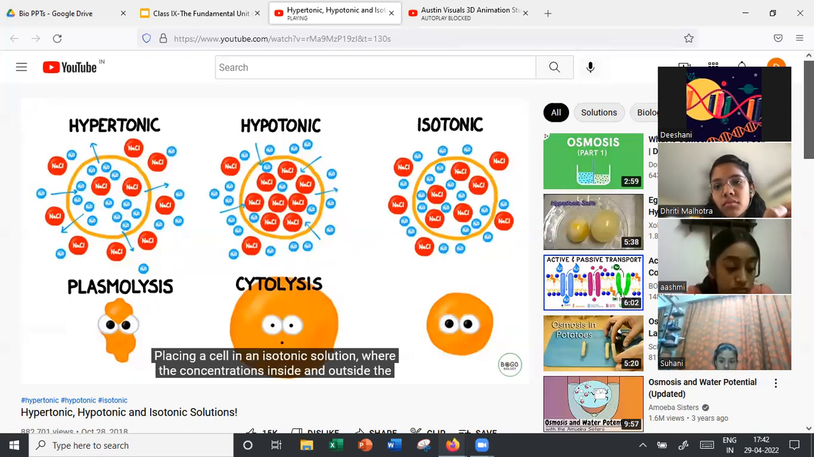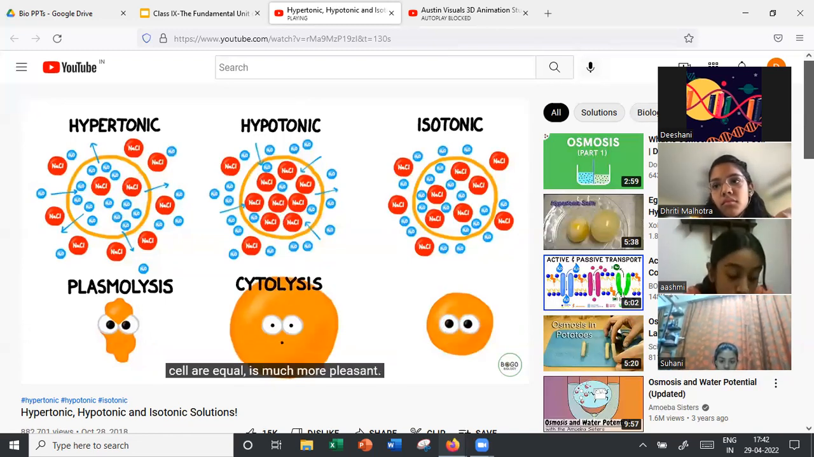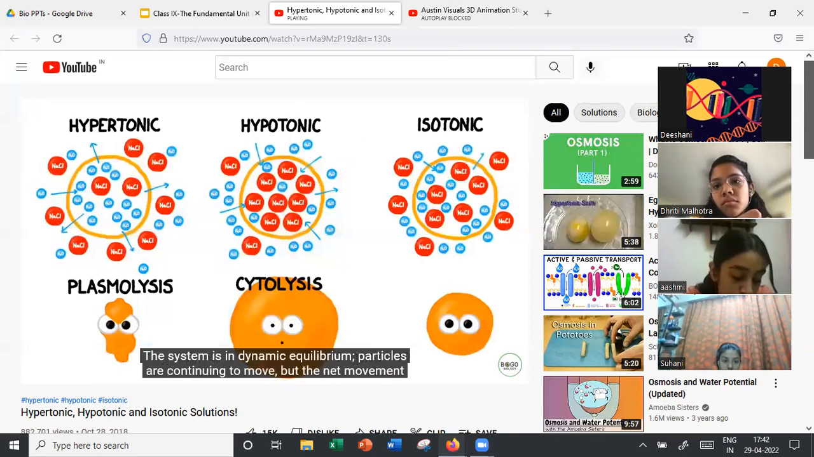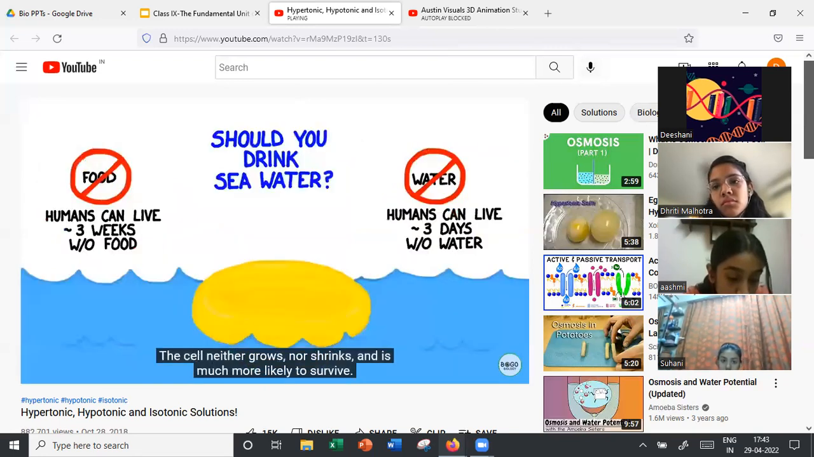Placing a cell in an isotonic solution, where the concentrations inside and outside are equal, is much more pleasant. Equal amounts of water molecules continue to pass in and out of the cell. The system is in dynamic equilibrium. Particles are continuing to move, but the net movement is 0. The cell neither grows nor shrinks.